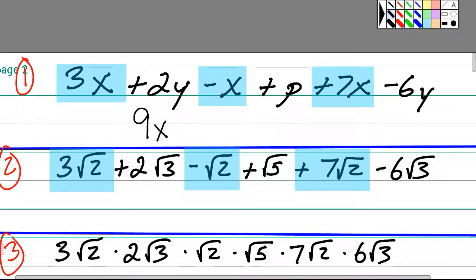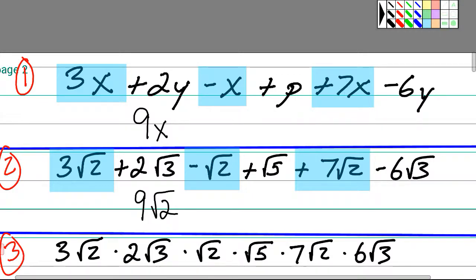Let's look at this next example. If I had 3 of these root 2's, I take away 1 of them, and I add 7 more, same thing. Now I've got 9 of those root 2's. Now let's go back to the first one here.